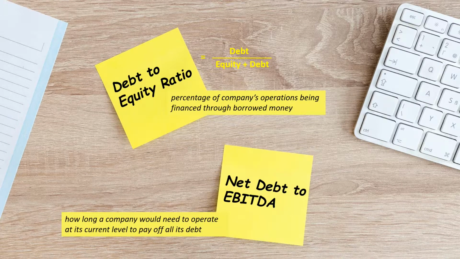It gives an indication as to how long a company would need to operate at its current level to pay off all its debt. The formula is net debt divided by EBITDA.